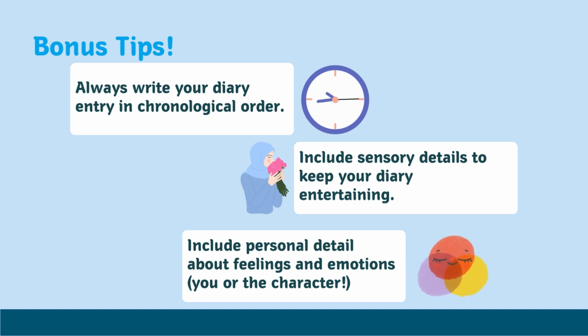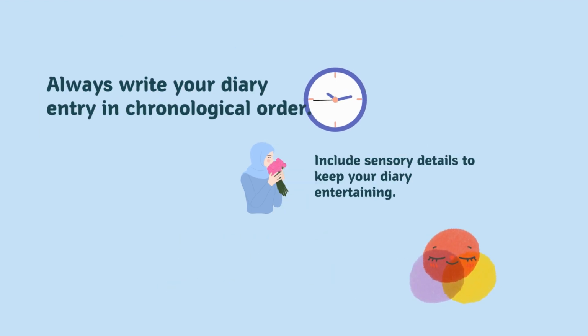And the third bonus tip is to include personal details about your feelings and emotions, or those of your character, of course. We've mentioned it briefly earlier, but diary entries are extremely personal pieces of writing. They're supposed to get into those kind of personal issues, the feelings and the emotions and the deeper personal thoughts that you have. So if you're writing purely about what you did in the day, you're not really going to tick all of those boxes that you need to when you're writing a diary entry. So make sure you're being very personal and very emotive as well.